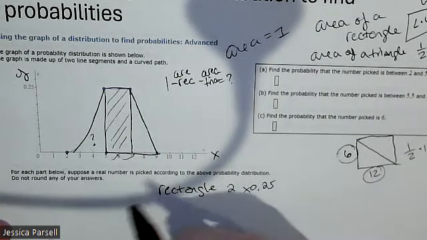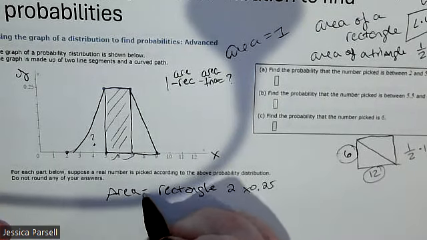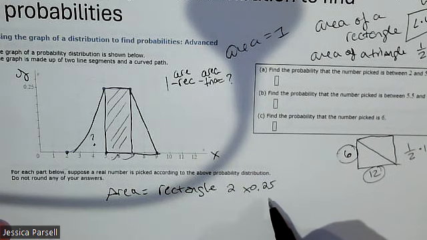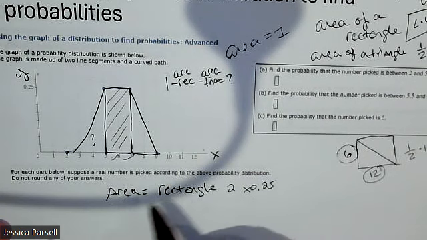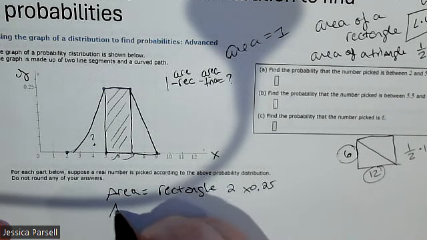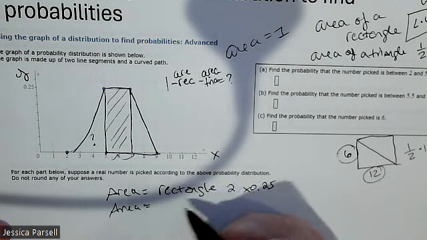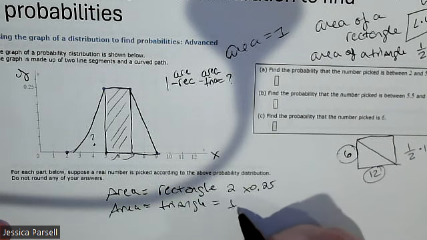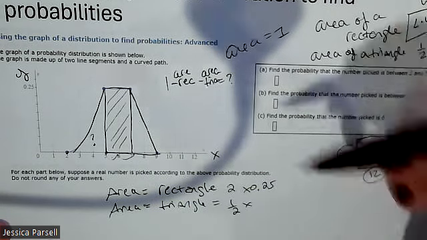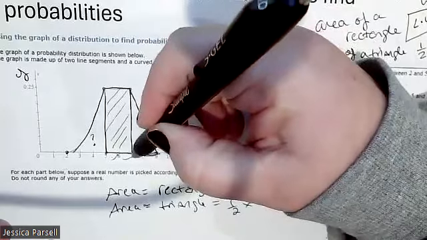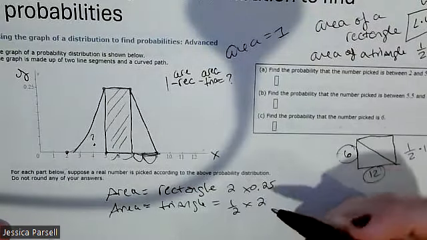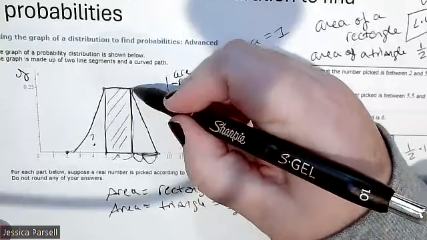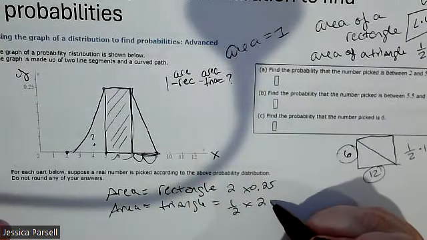So the area of the rectangle is going to be equal to 2 times 0.25. The area of this triangle is equal to 1/2 times this base. Let's look at this base. So it's also a 2, and the height is still 0.25, same as the height of that rectangle.